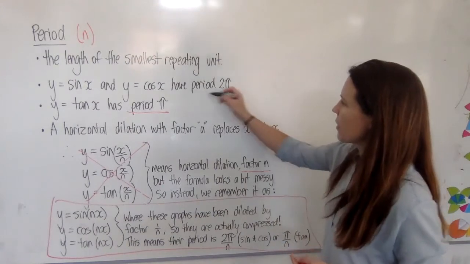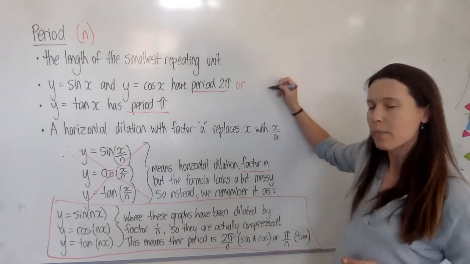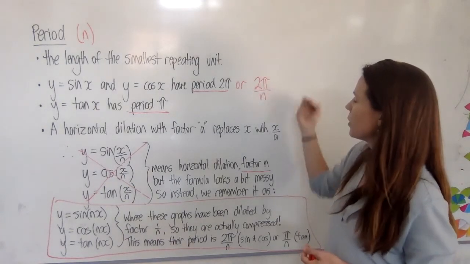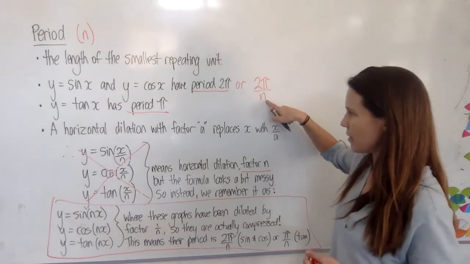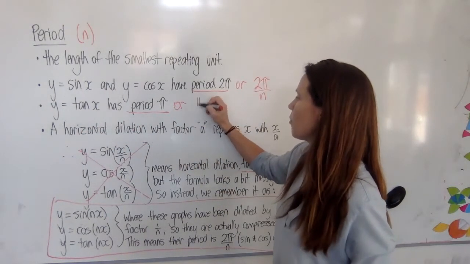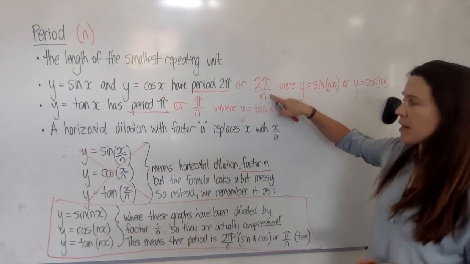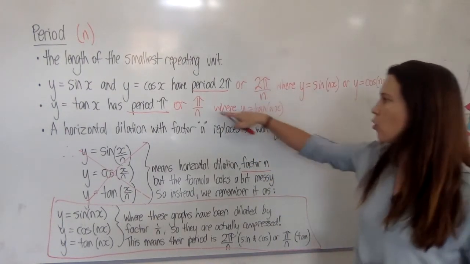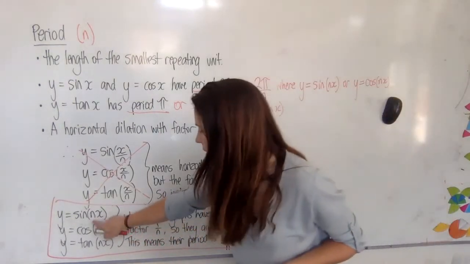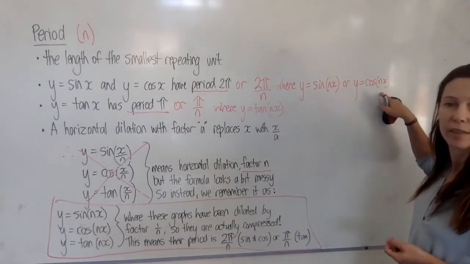So let's go up here and revisit these notes and add to them. And you might want to do this in red pen or something like that to show that we've thought this through. It's 2 pi divided by n, or for y equals tan of x, it's going to be pi over n. And we need to qualify our statement of 2 pi over n, or pi over n, that what we're thinking about is where n is this number that is beside the x. So that's relevant there.